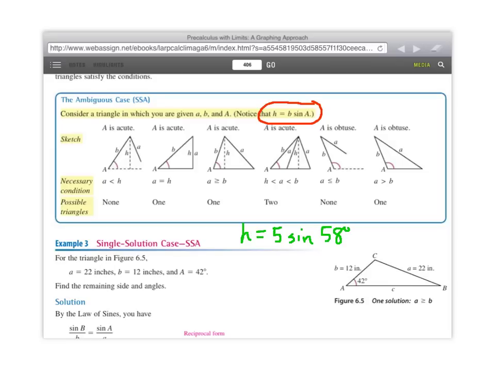So when you plug this into your calculator, you find out that 5 times the sine of 58 is equal to 4.24. So that obviously means that for this problem, your H is 4.24. Your A is 4.5, which is less than your B, which is 5. So you're going to have two solutions here. You're going to have two different cases. You're going to have one where your angle B is equal to 70 degrees, and then you're going to have another one where your angle is going to be equal to 110. So we're going to solve both of these.